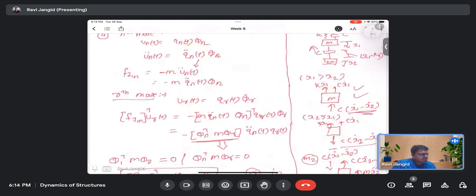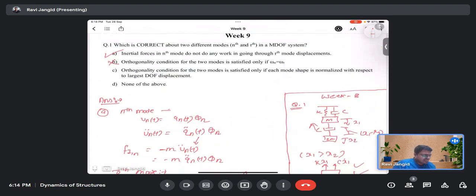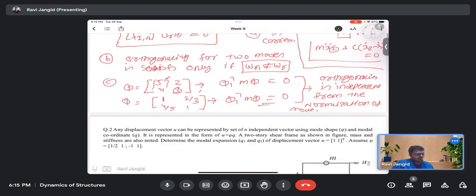So option C is also wrong, because it may be satisfied if you do it, but it is not true every time, and none of the above is not correct. So option A is your correct answer. Any doubt in this question? Should we move further? Anyone? If not, let us move to the next question.